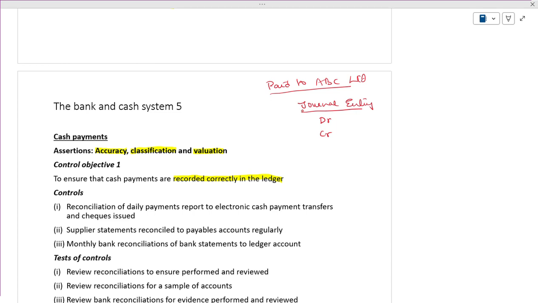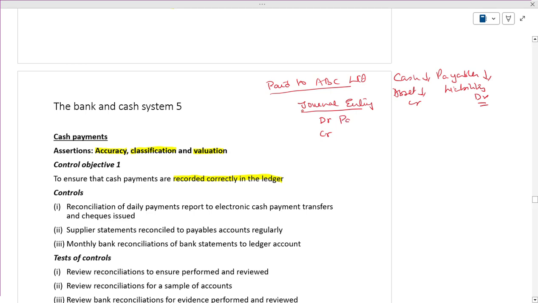So in this case, the cash will decrease. Yes. And even the trade payables will decrease. So credit trade payables and debit cash. Cash will decrease. Payables will decrease. Is it right? When cash is an asset and the asset is decreasing, it should be credit. When it is a liability, and the liability is decreasing, it should be debit.